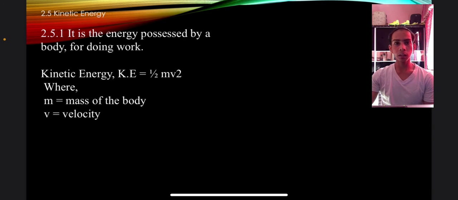For the last point, kinetic energy is the energy possessed by a body for doing work. The kinetic energy formula is KE equals 1/2 mass times velocity square, where m stands for mass of the body and v stands for velocity. Okay, that's all. Iman will continue.